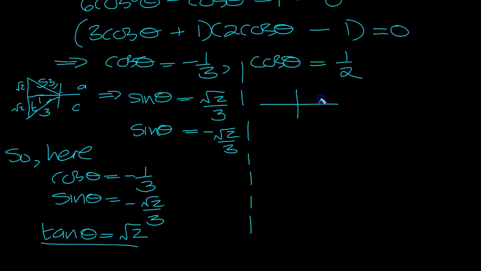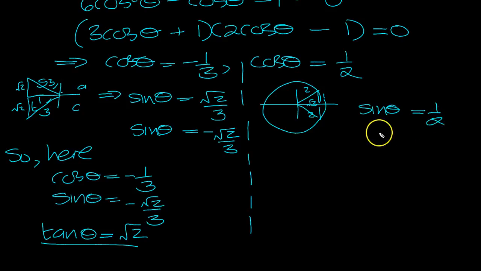Here, cos theta's a half, so we'd end up with theta's in this section here. 1, 2, and this would be root 3. This would be 2. So sine theta would be a half, or sine theta would be minus a half. So that doesn't give 2 root 2, so let's go back to the paper.